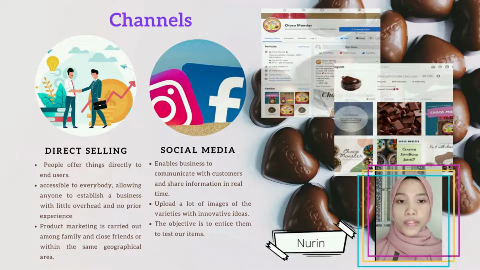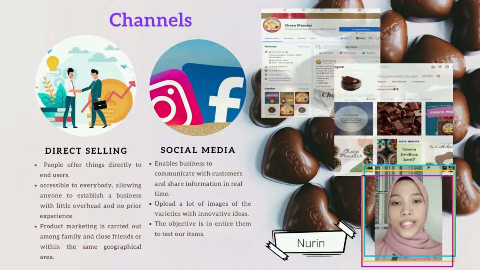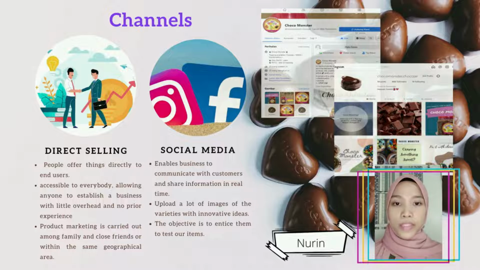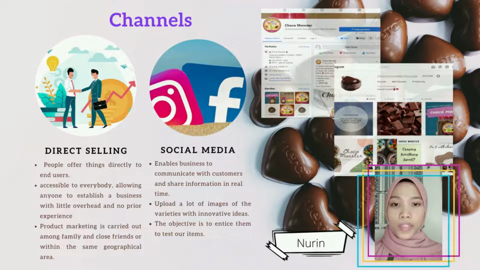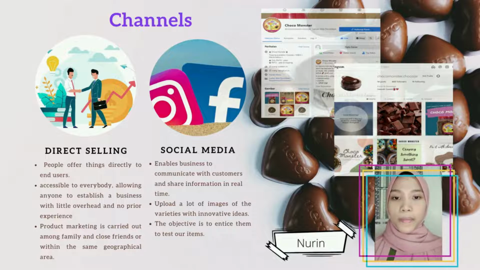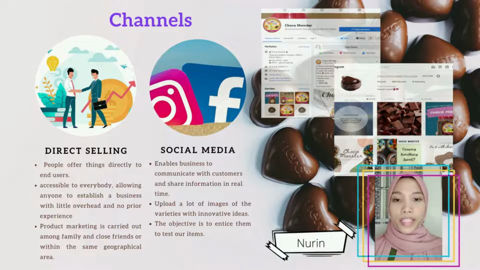There are two types of channel phases that our business practices. First one is direct selling. Direct selling is a business concept in which people offer things directly to end users. Direct selling makes entrepreneurship accessible to everybody, allowing anyone to establish a business with a little overhead and no prior experience. Example, product marketing is carried out among family and close friends or within the same geographical area.